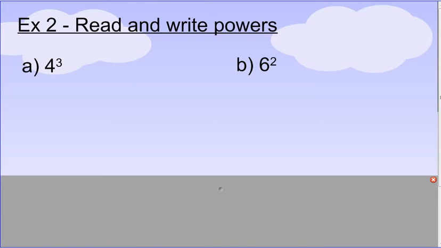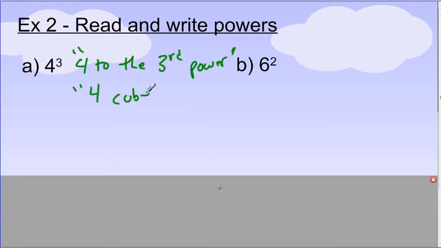Example 2. Now here we're going to look at exponents. So, the way you do these powers and exponents, now here it just says to read and write the powers. It does not actually ask us to evaluate. So the way we would read this, we would say 4 to the third power. That's how you would read it. You could also say 4 cubed. Cubed is another way of saying to the third power.